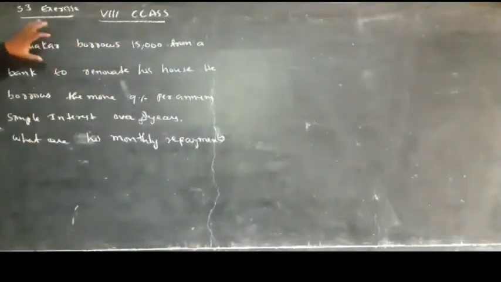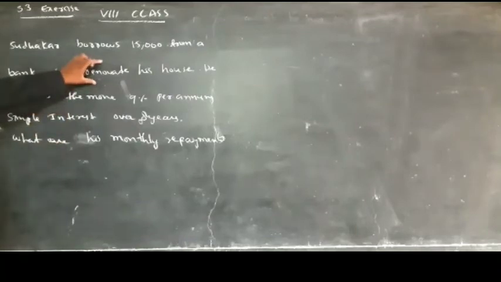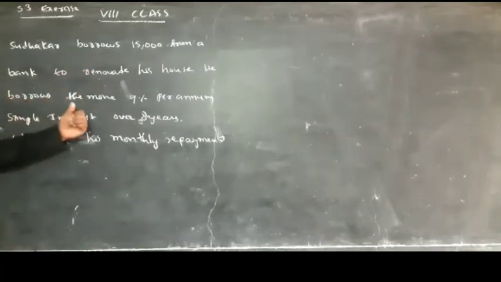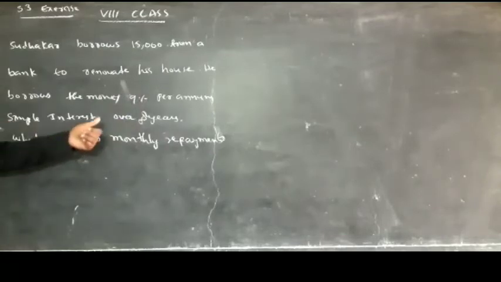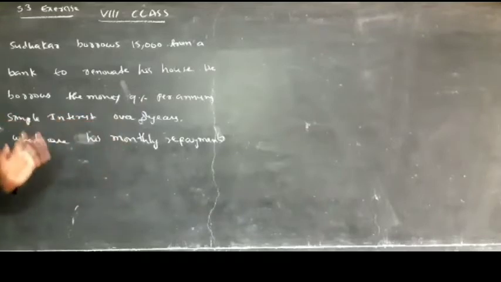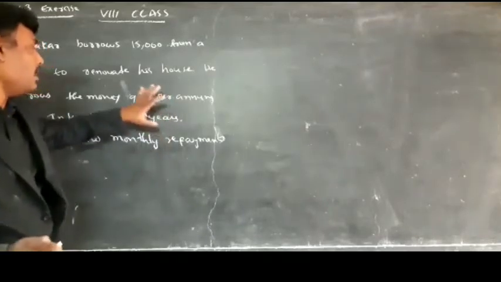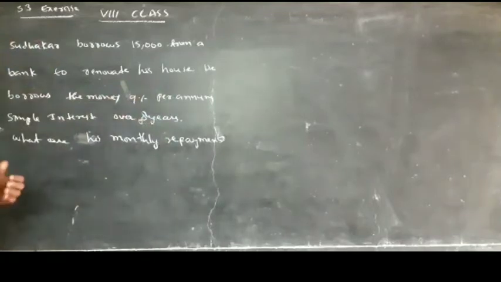So 8th class students, here is another question. Sudhakar borrows 15,000 from a bank to renovate his house. He borrows the money at 9% per annum. So what is the rate of interest here? 9%, simple interest over 8 years. So he took that money for a period of 8 years. What are his monthly repayments?